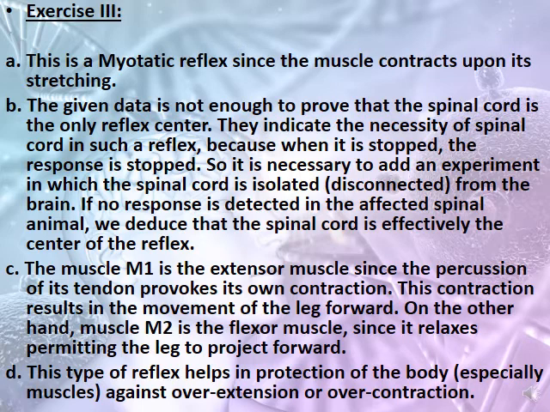Part C: specify the type of each of the muscles M1 and M2. We said the muscle M1 is the extensor, since the percussion of its tendon provokes its own contraction. This contraction leads to the movement of the leg forward, while M2 is called a flexor, since it relaxes, permitting the movement of the leg forward. Part D: what is the importance of such a reflex? It helps in the protection of the body, especially the muscles, against overextension or over contraction.